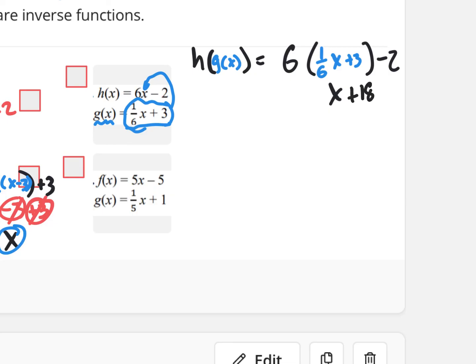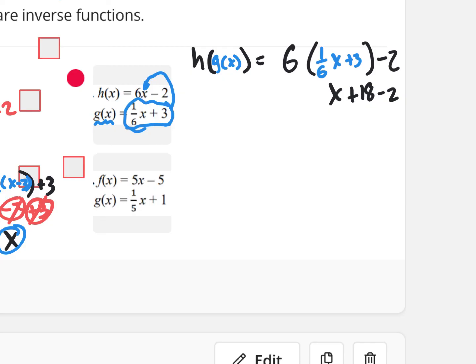So you already know that if you subtract 2 from 18, the 18 doesn't cancel out with the negative 2, so you do not have an x left over, which means that these are not inverse functions. So if we check, of course it's not an answer. So you have to just equal x.